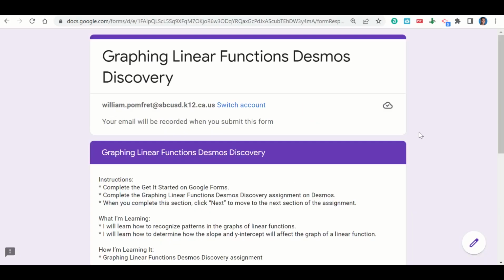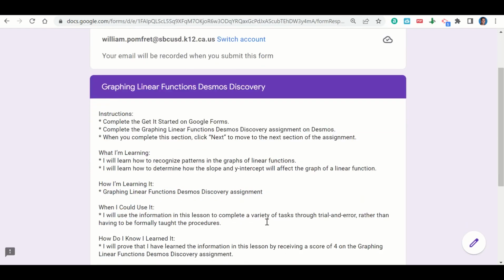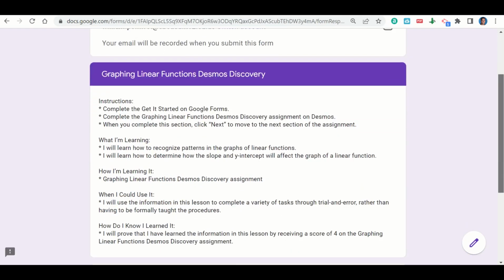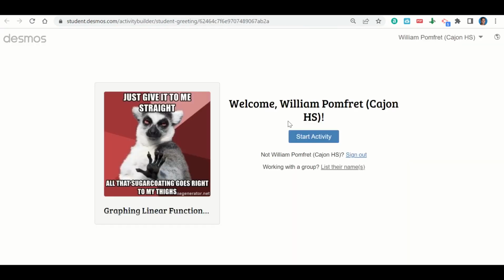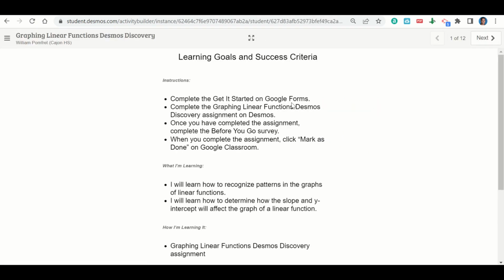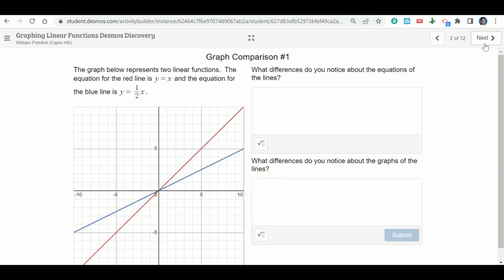Let's take a look now at the Graphing Linear Functions Desmos Discovery activity. So it starts at the top with our learning goals and success criteria. If we scroll down, there's a link here that takes us to the Desmos assignment. If we click on that link, it should take us to a page that looks like this. We're going to go ahead and click Start the Activity. And it begins with our learning goals and success criteria. We're going to go ahead and click Next.